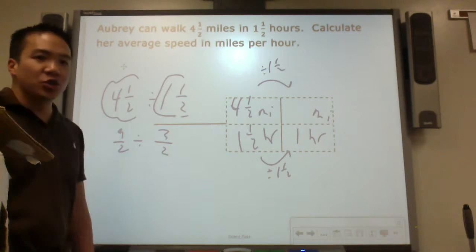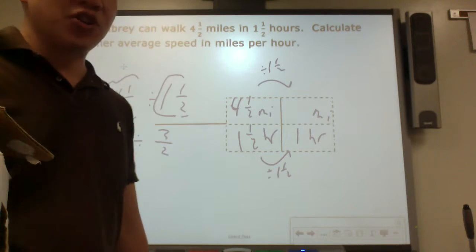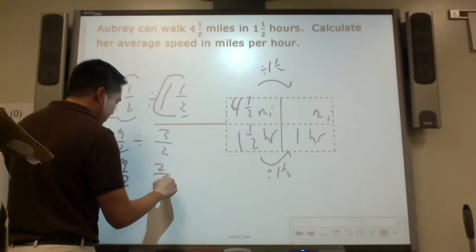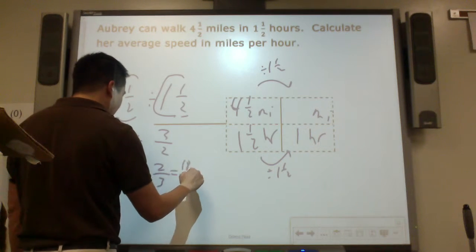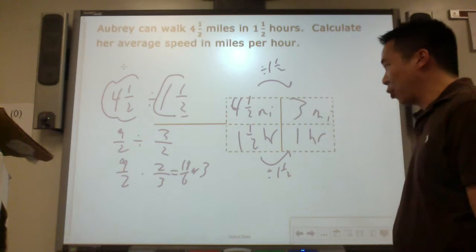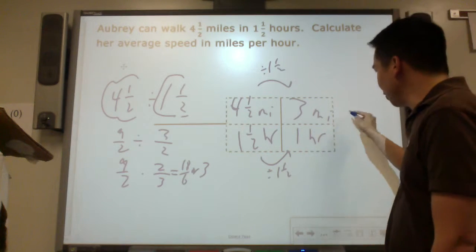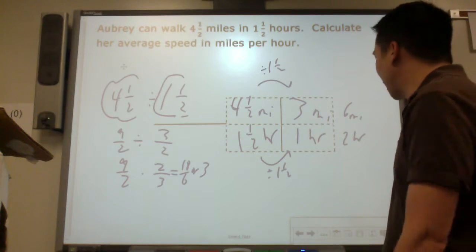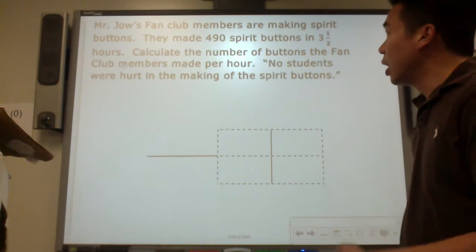Do you know another way to rewrite this division expression as a multiplicative expression? You do the reciprocal of this. That's 18 over 6 or 3. 3 miles every hour. 2 hours will be 6 miles. So 1.5 hours will be 4.5 miles.